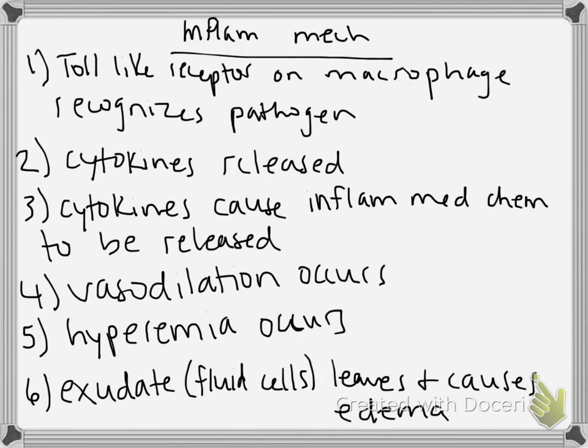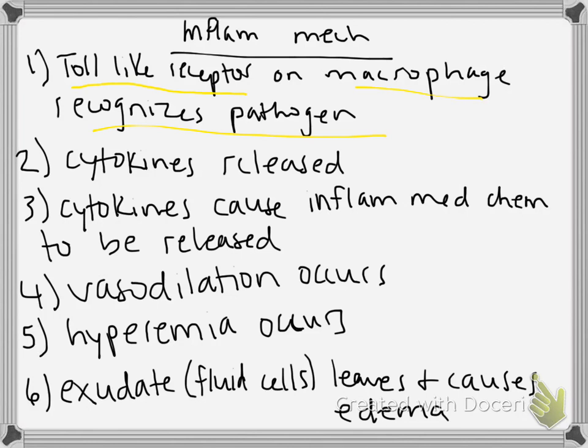Alright, so the inflammatory mechanism, again, I'm going to read through this, explain it through words, then I'll draw some pictures, annotate them, and we'll go from there. So with the inflammatory mechanism, again, nothing happens without a signal, right? So our signal is that the macrophage recognizes this foreign pathogen. And these receptors on the macrophages are called toll-like receptors.